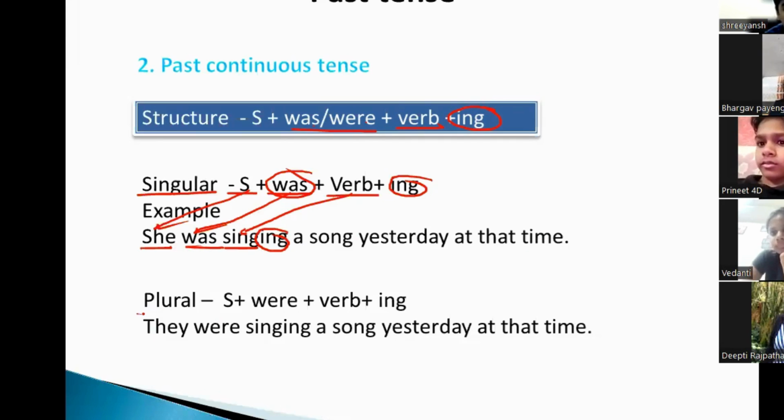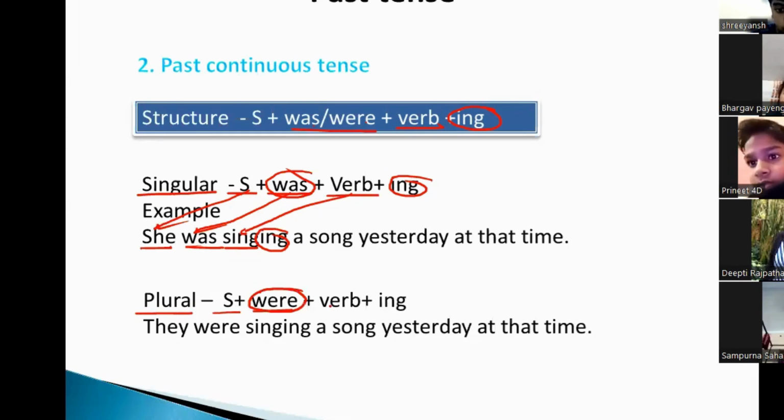Now, when your subject is plural, then you have to use the structure subject plus were. When your subject is plural, you have to use were as your helping verb, plus main verb in basic form with ing attached to it. For example, they were singing a song yesterday at that time. So they is our plural subject, so we have to use were as our helping verb plus main verb sing with ing attached to it because it is a continuous tense.